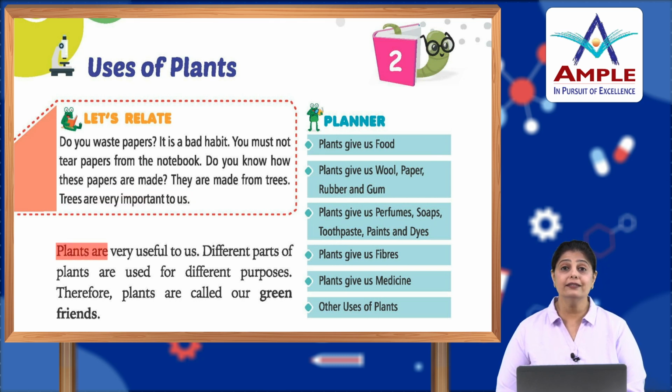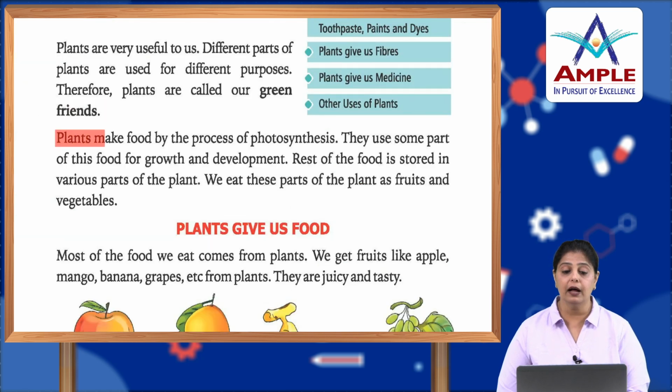Now plants are very useful to us. Different types of plants are used for different purposes. Therefore, plants are called our green friends. They are like a friend to us. Plants make food by the process of photosynthesis. They use some part of this food for growth and development. The rest of the food is stored in the various parts of the plant. We eat these parts of the plant as fruits and vegetables. So, as we all know, plants are our green friends. They are very useful for us and for the environment.